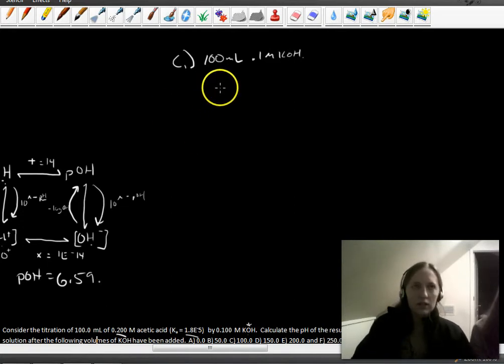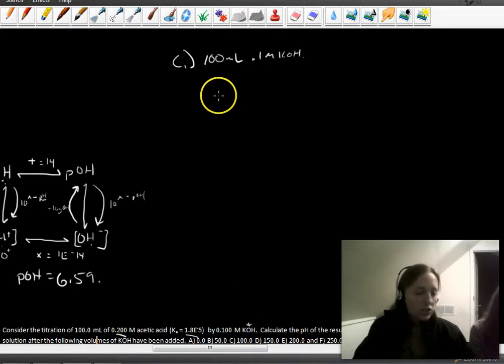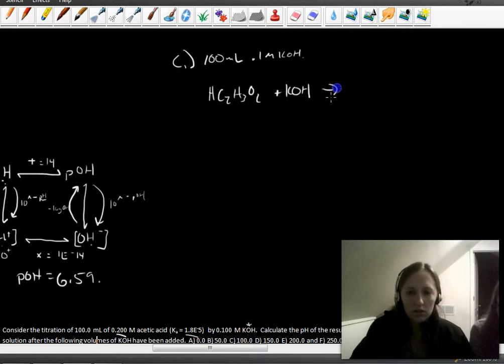This is do the stoichiometry first and then the equilibrium, just like we did with B. HC2H3O2 plus KOH yields water and salt.